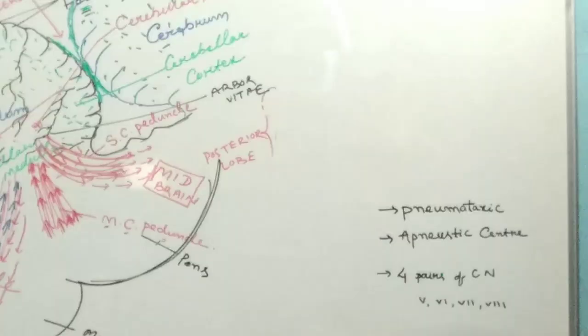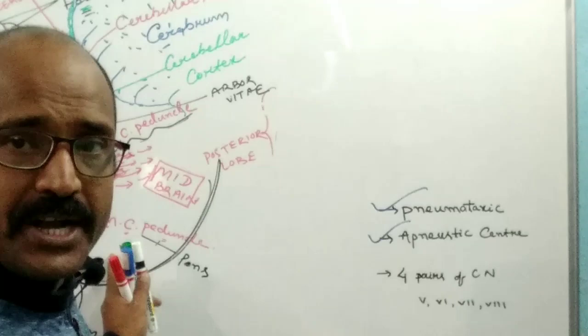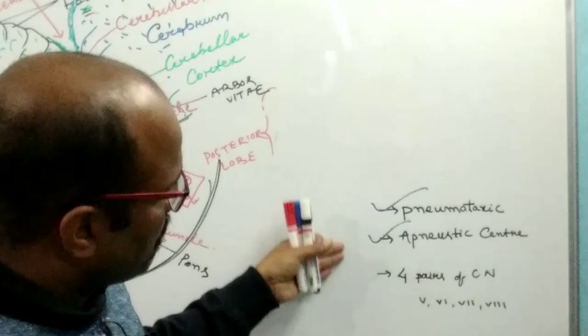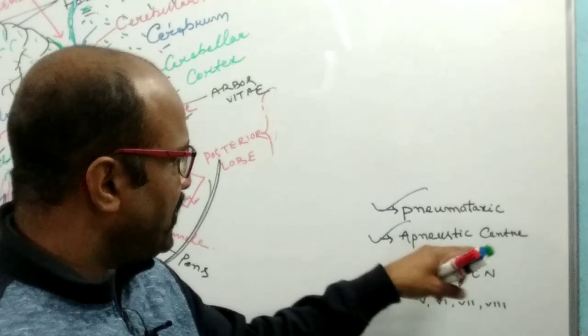The pons contains the pneumotaxic and the apneustic centers. These two centers are important for the regulation of respiration. So the respiratory center is present at the pons, and these two centers are known as the pneumotaxic center and the apneustic center.